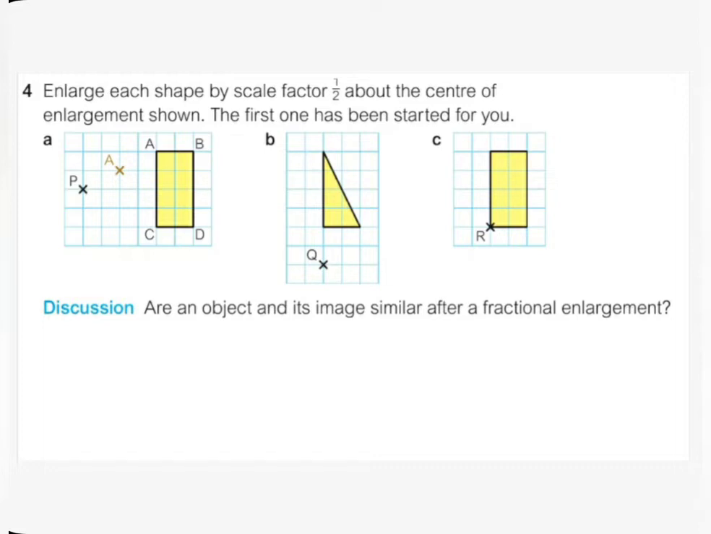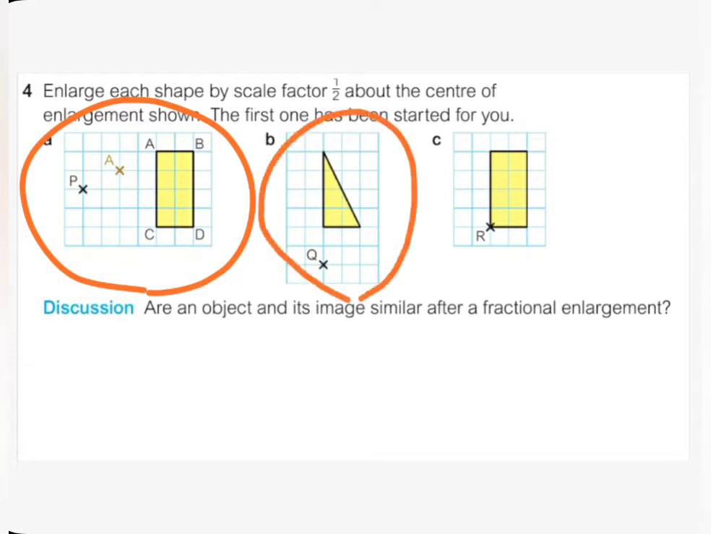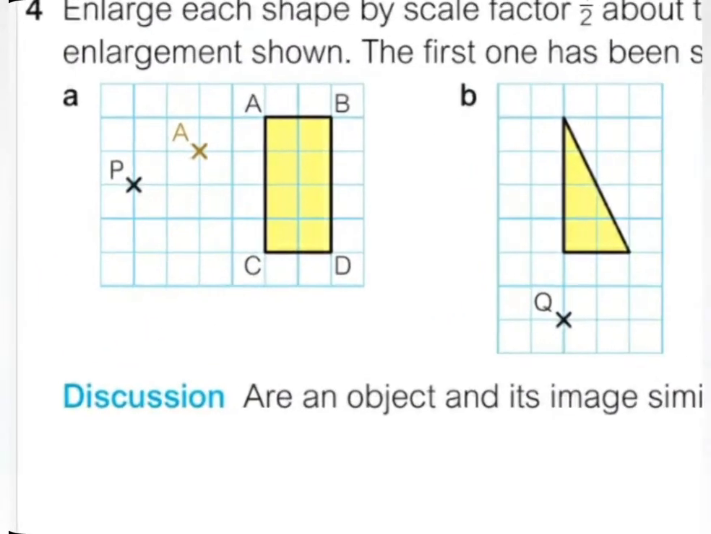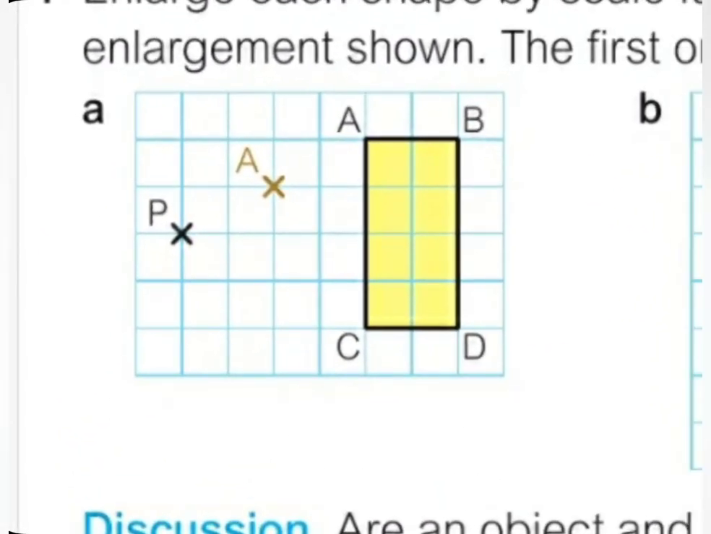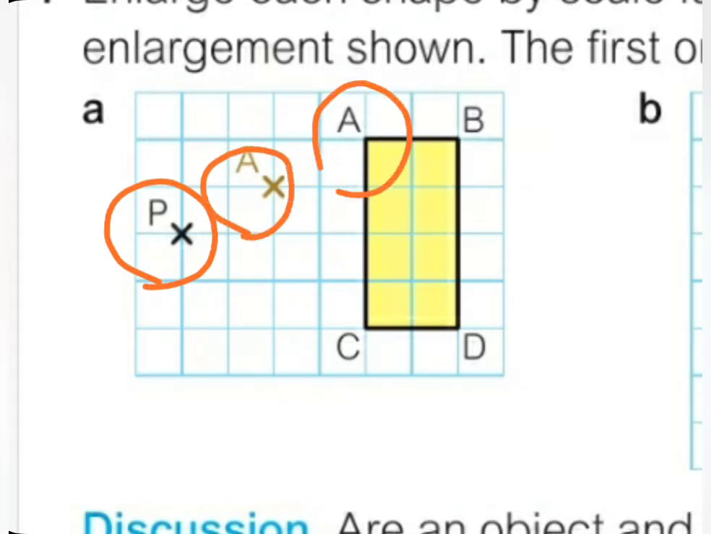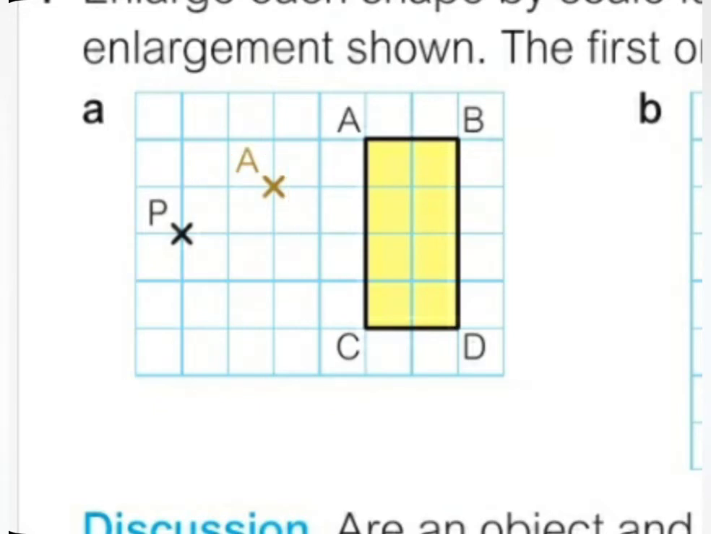Enlarge each shape by scale factor positive half about the center of enlargement shown. The first one has been started for you. So we're going to see question A, finish it, and then we're going to do question B, and you do C on your own because it has the same idea. Now for question A here, we have center of enlargement P, and we have the first point which is done for us. Now, how do you answer a question like this?